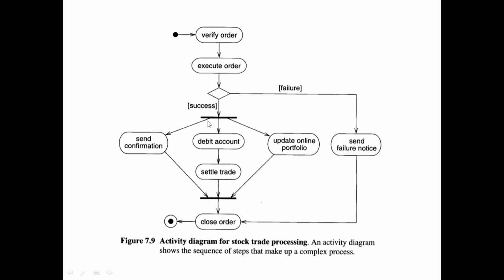Now this thing that you can see here is known as split of control, right? When two or three things are happening simultaneously, you need to split that control into those three things that are happening simultaneously, right? So if the execute order becomes a success, it should send the confirmation, it should debit the account, it should update the online portfolio, right? So all the three things should happen. Order is not important here, but all these three things are to take place after execute order, right?